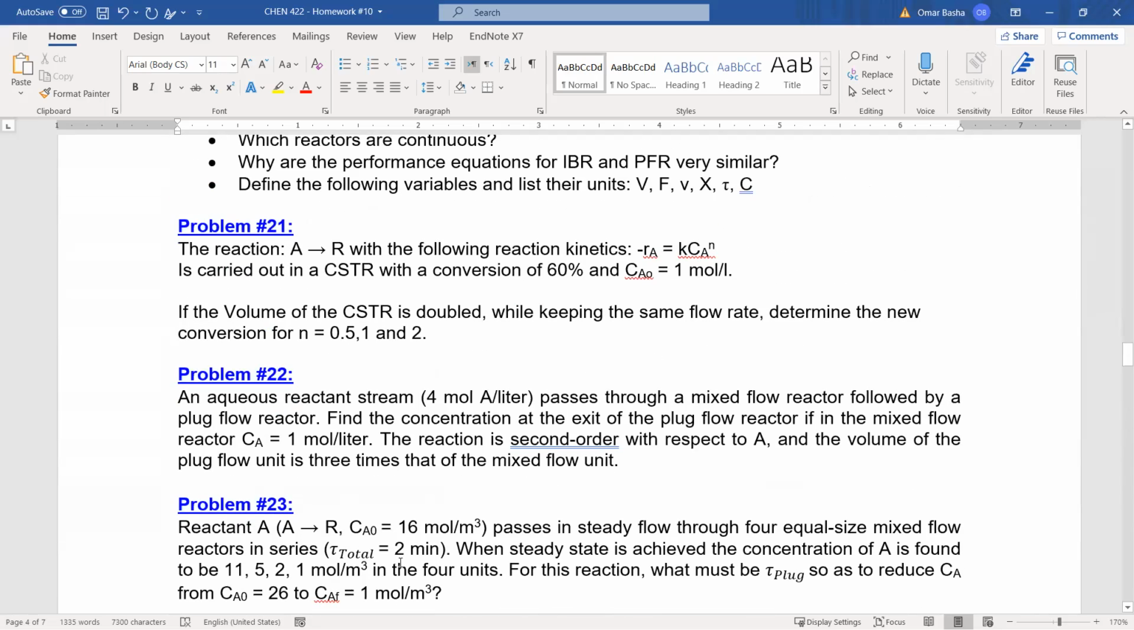Problem 21. The reaction A to R with the following reaction kinetics, minus RA is equal to K CA to the power N, is carried out in a CSTR with a conversion of 60% and initial concentration of 1 mole per liter. If the volume of the CSTR is doubled while keeping the same flow rate, determine the new conversion for different values of your reaction rate constant. Okay, let's start solving this problem.